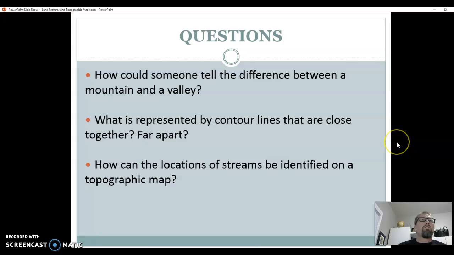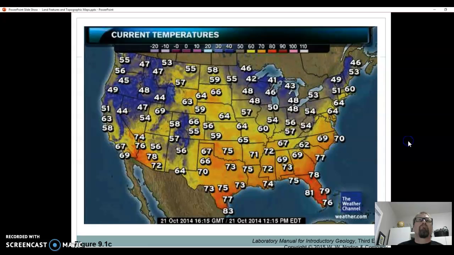All right, so some questions just for you to think about: the relationships between mountains and valleys, and the contour lines that are close together versus very far apart, and how we can locate streams, so looking for those V-shaped channels in our topographic lines, or our contour lines.